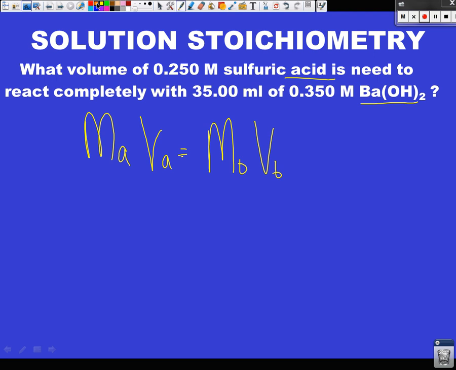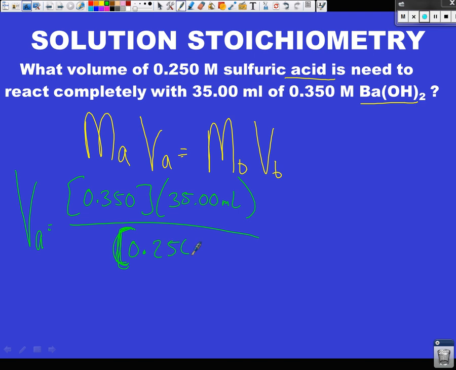Now, my question to you is, which variable am I solving for? Very good. VA. All right, so the molarity of the base is 0.350. The volume, can I leave it in milliliters? I can in this case. So 35.00 mils. And again, if it makes you feel better to convert it to liters, by all means, do whatever makes you feel better. Doesn't matter to me one bit.